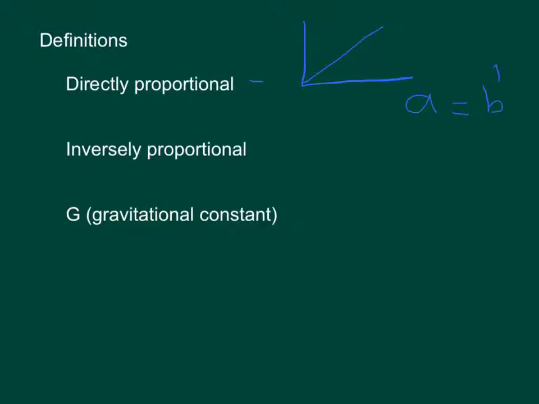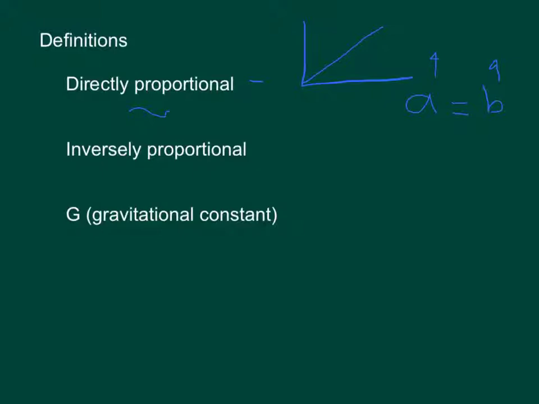Another way of looking at it is A is equal to B. Now, if B gets bigger, what's going to happen to A? A will also get bigger. When this happens, we can say that they are directly proportional to each other. The symbol we use for proportional is a little squiggle sign.